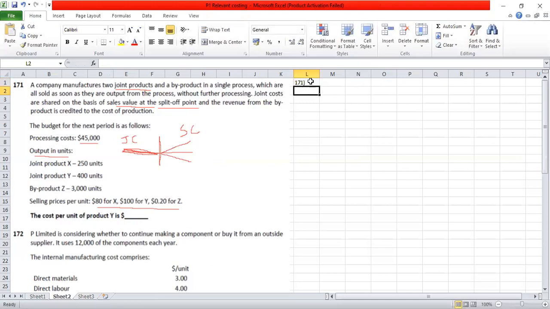How many products are produced here? There are three products. One is joint product X, another is joint product Y. The third product is not a joint product, but a byproduct Z. What does it mean by joint product? What does it mean by byproduct? Joint products are those products which we intend to produce. The intention is to produce them.